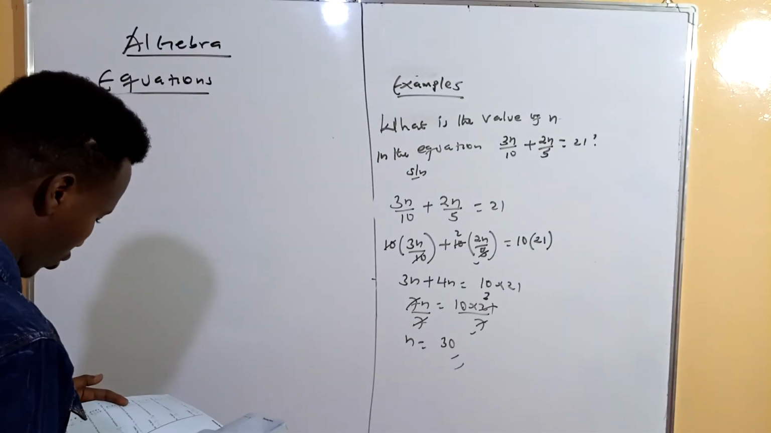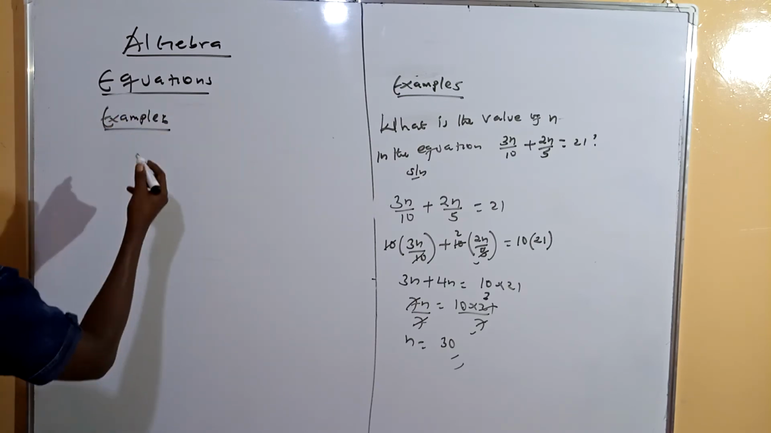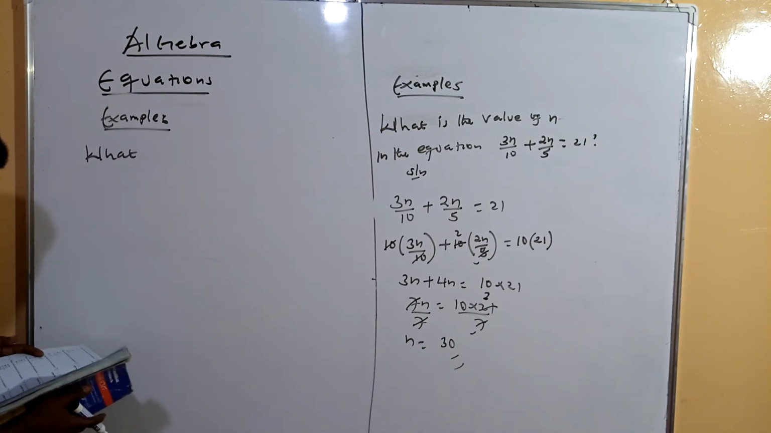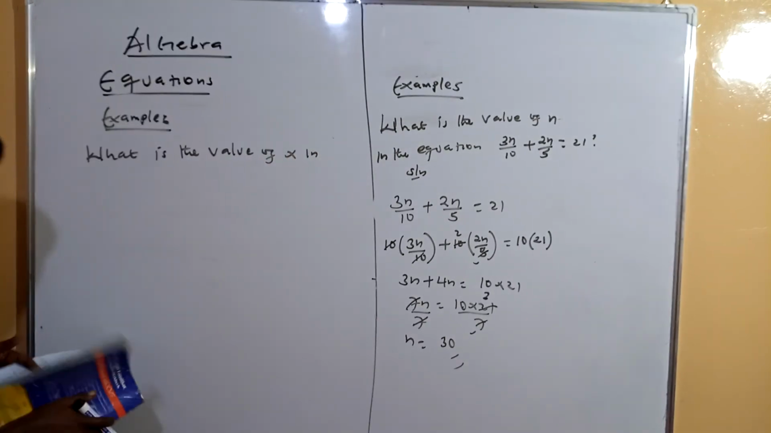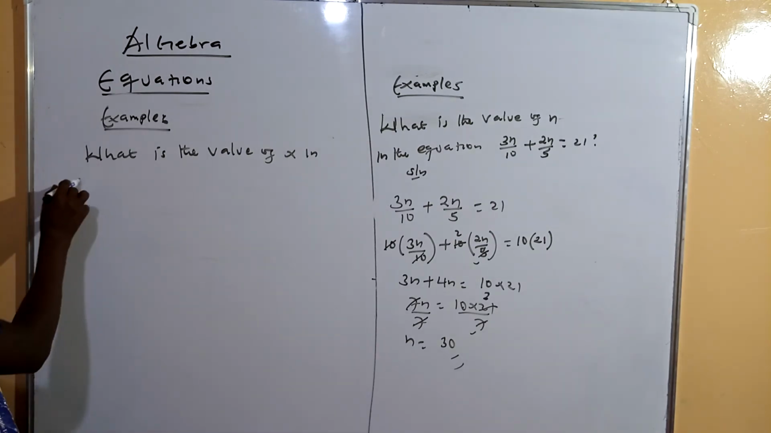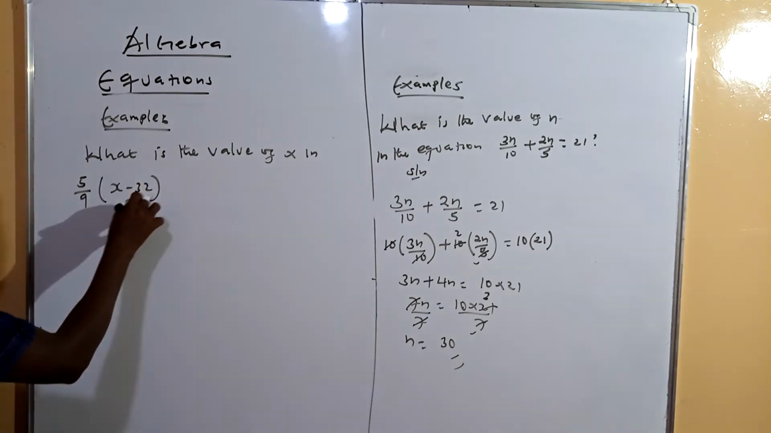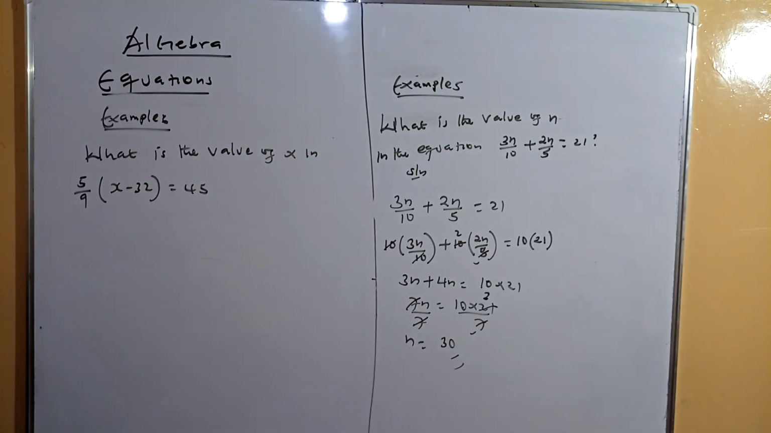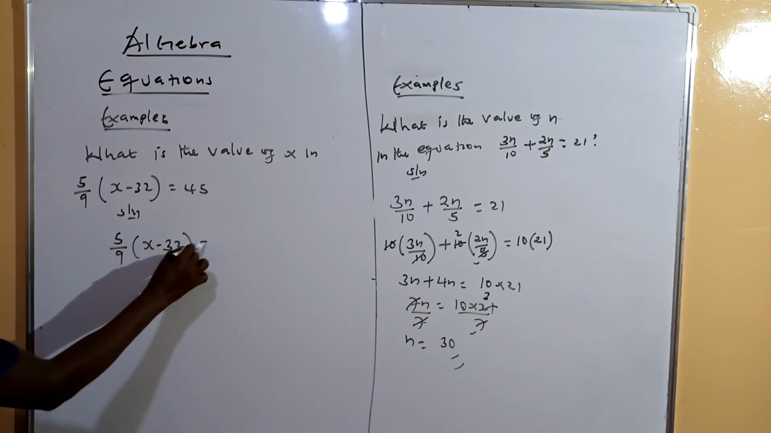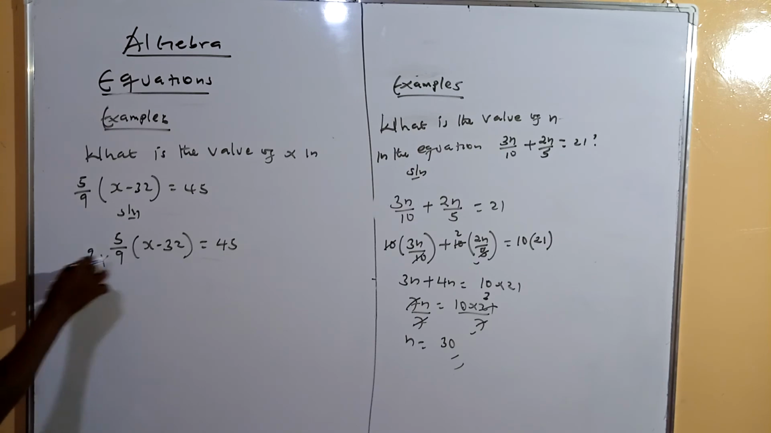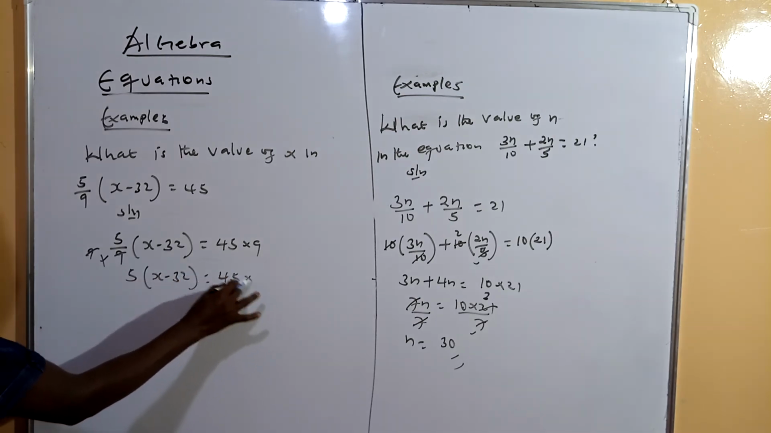What is the solution to the equation? We are told this is example 6. What is the value of x in 5 over 9 open the bracket x minus 32 close the bracket is equal to 45. Coming to the solution, we say 5 over 9 into (x minus 32) is equal to 45. Then the 9 goes across and multiplies, so you have 5 into (x minus 32) is equal to 45 times 9.